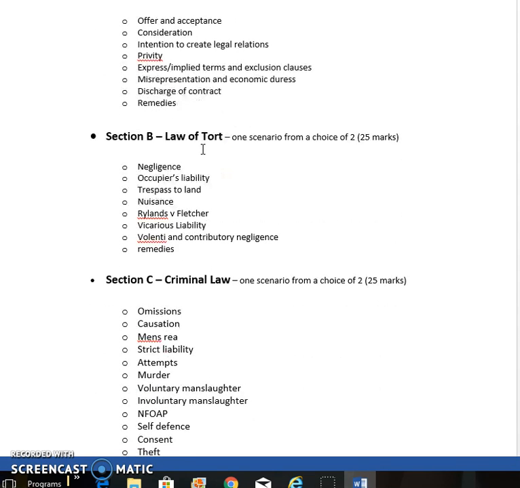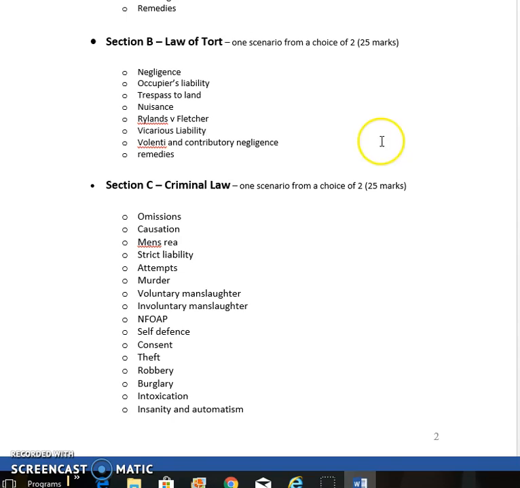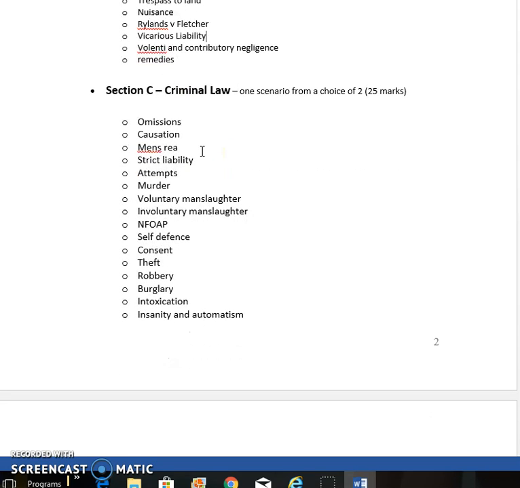In section B, you'll answer 1 scenario on the law of tort. Again, you have a choice of 2, and again, it's worth 25 marks and you'll spend 45 minutes on it. Topics that could come up here include negligence, occupier's liability, trespass to land, nuisance, Rylands and Fletcher, vicarious liability, volenti and contributory negligence, and remedies. Once again, it could be a topic on its own in a scenario, or it could be a scenario involving a couple of issues.